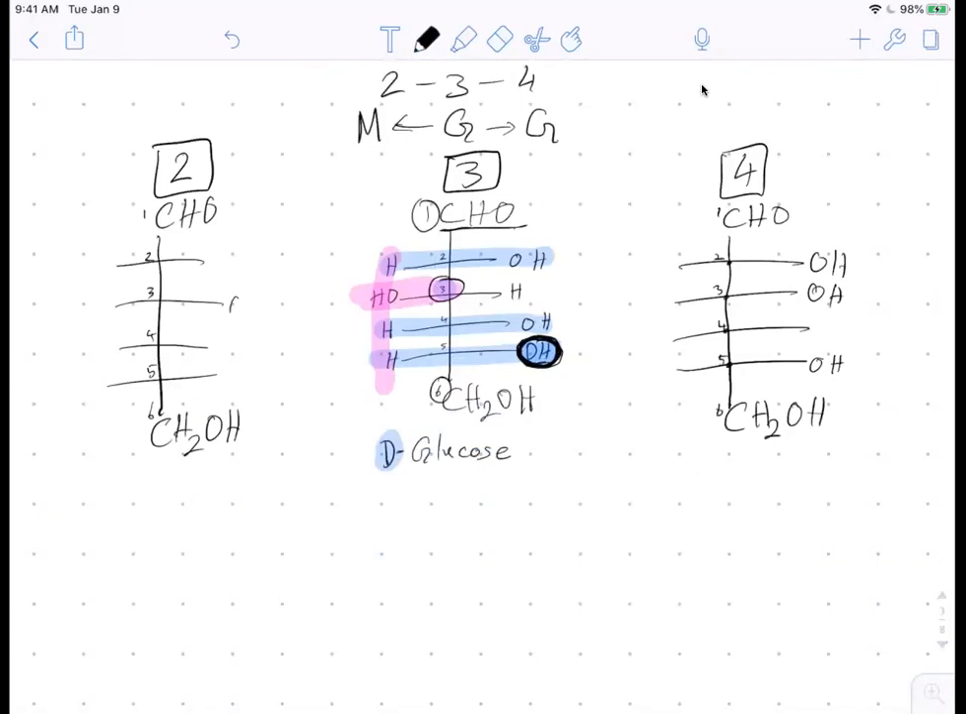Everything is OH, OH, OH, other than the fourth position. But there's actually a caveat. Since these are epimers, and the word epimer means they have only one thing different, since these are epimers of glucose, they have to actually copy what it did in number three as well. So they have to be the same as glucose. So what did glucose do in step three? It had this. So they get that. Okay, now they're epimers of glucose.